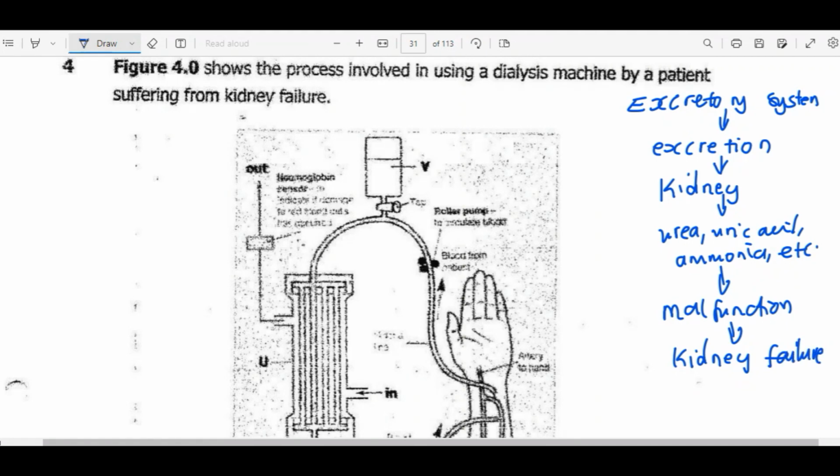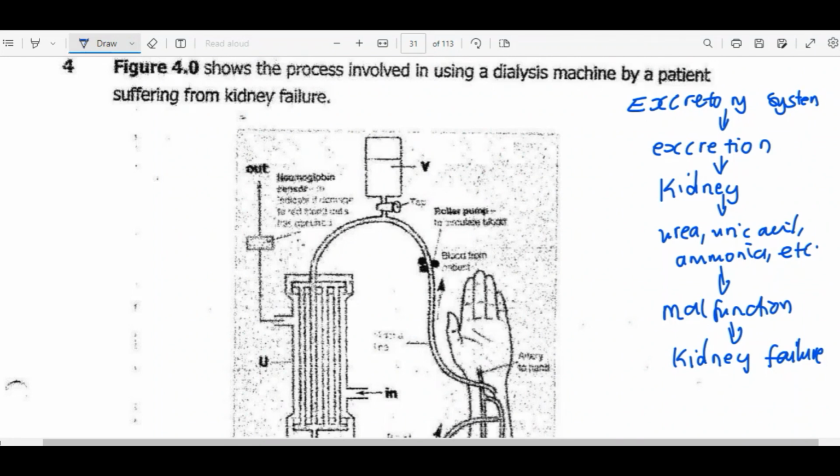Since the kidney is not working properly, we need to find ways of helping such an individual to survive. We have two methods by which we can help someone with kidney failure. We can use a dialysis machine, or if a donor is available, we can use a kidney transplant. Right. Now, let's go back to our question. The question reads: figure 4.0 shows the process involved in using a dialysis machine by a patient suffering from kidney failure.